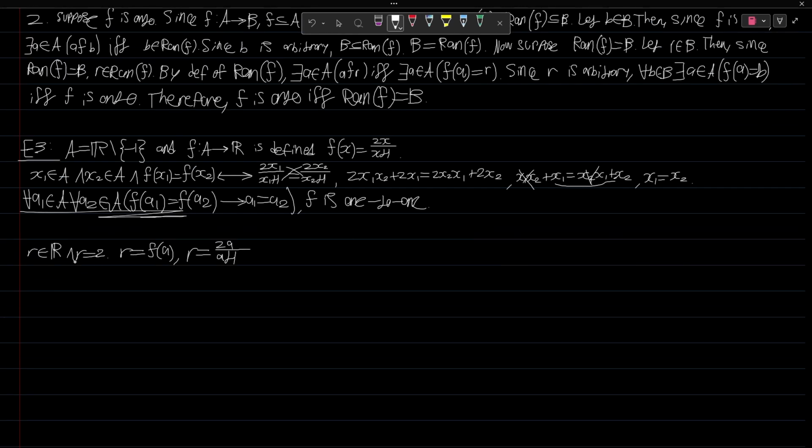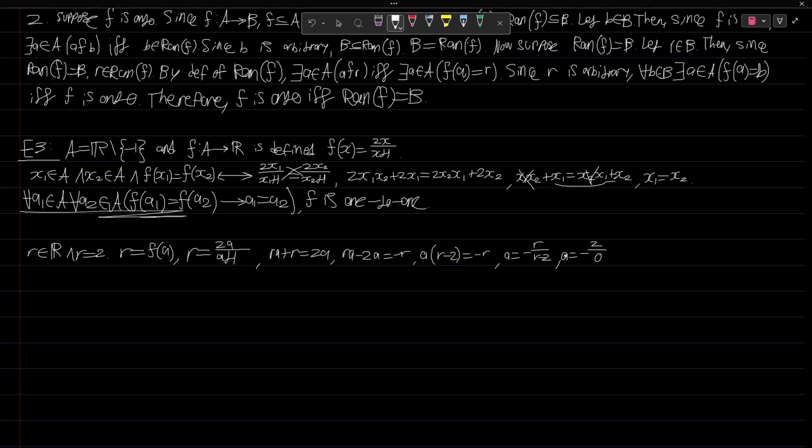Suppose that r is a real number and r is equal to 2. If we assume that r is equal to f of a for whatever a is in this set A, then by definition of f, r is equal to 2a on a plus 1. Multiplying both sides by a plus 1 gets us ra plus r is equal to 2a. And then what we've done here is subtract 2a on both sides and subtract r from both sides to get this. And then we factor out an a on the left side, and dividing both sides by r minus 2 leaves us with a is equal to minus r on r minus 2. But since r was equal to 2, we get that a is equal to minus 2 on 0.